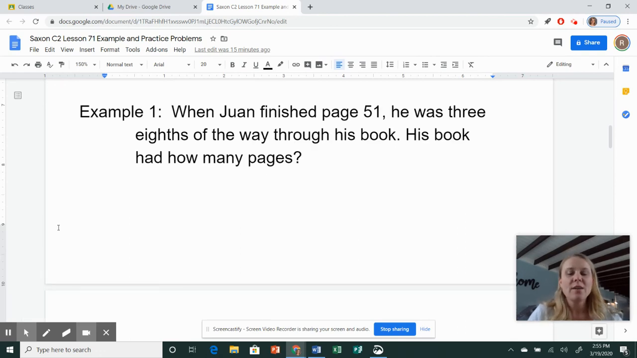All right, so they call this example 1 because the first one was just them explaining how we're going to do it. It says, when Juan finished page 51, he was 3/8 of the way through his book. His book had how many pages? Good job, Juan. I'm glad you're reading. We should all be reading right now.